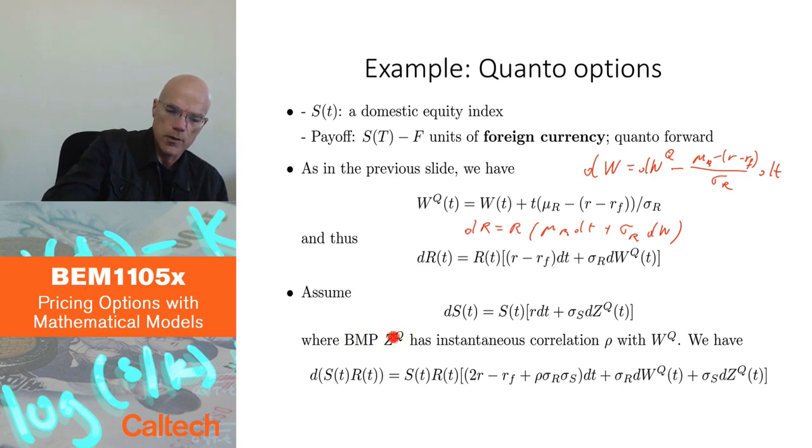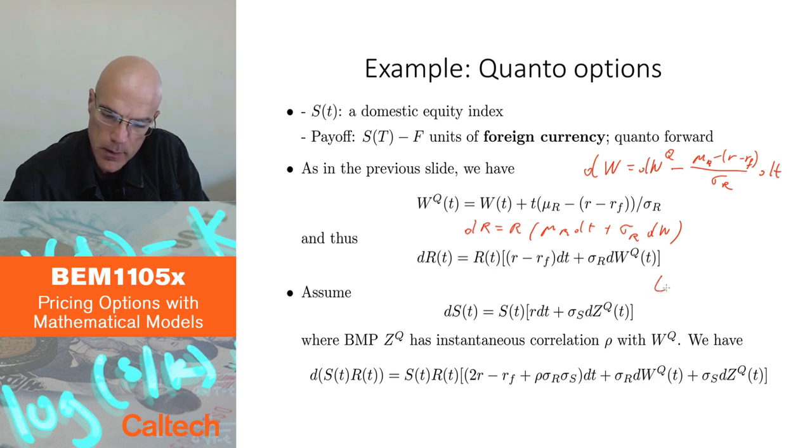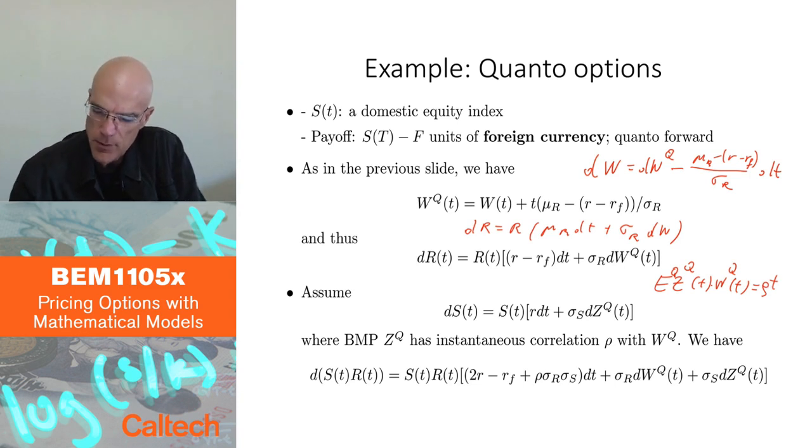I'm going to assume that Z^Q is a Brownian motion process which has instantaneous correlation ρ with W^Q. Just to remind you what we mean by this correlation, we mean that the expectation of Z^Q(t) times W^Q(t) under Q probability is ρt. That's the definition of correlation.